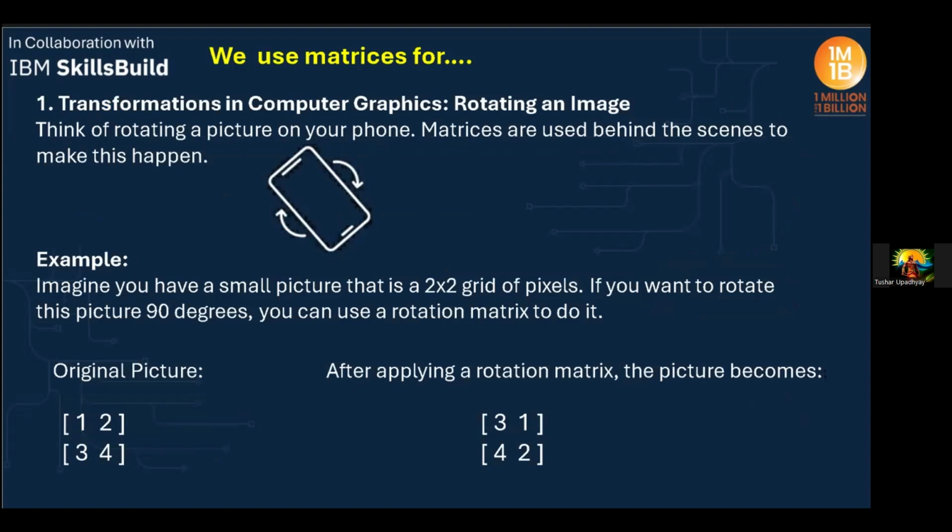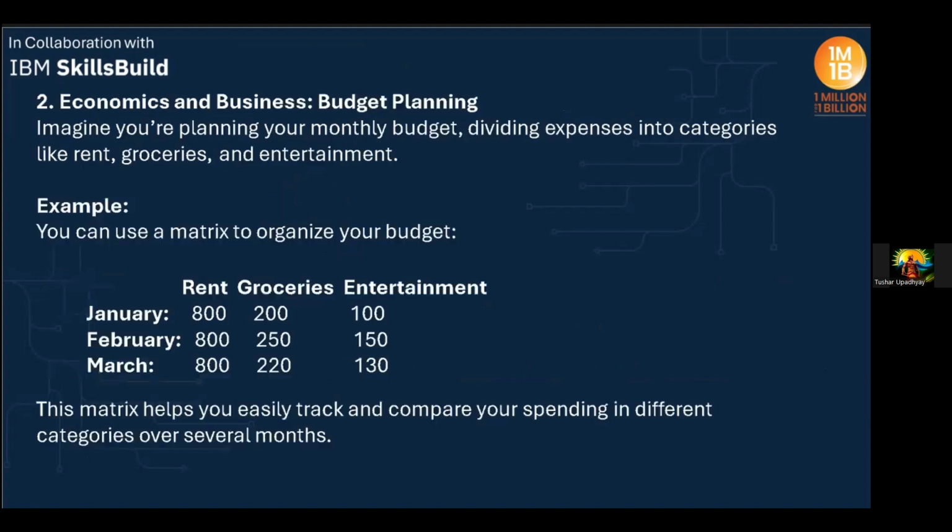So we use matrices for, like, we have been using mobile phones, and each time we see a photograph or want to watch a movie in full screen, we normally rotate our screen, right? So transformations in computer graphics, like rotating an image in your phone. I've given a very simple example of a 2 by 2 grid of pixels. If you rotate this picture by 90 degrees, the rotation matrix would look like this: the original picture is 1, 2, 3, 4, and the moment you apply the rotation matrix, it becomes 3, 1, 4, 2. So these were some basic things that I showed the students.